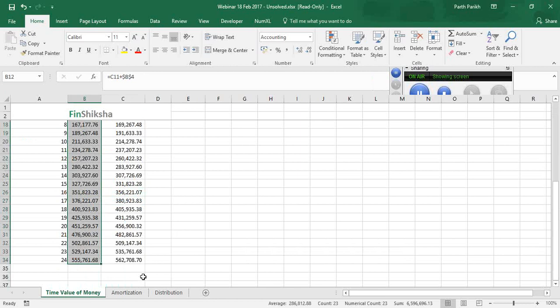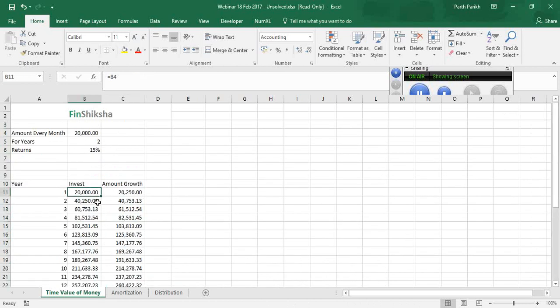It says that at the end I will have 5.62 lakhs after 2 years. I will repeat myself, don't worry about it. So I have 20,000 in the first month. Every month I will have 20,000 extra amount to add as a part of my investment portfolio or investment decision.